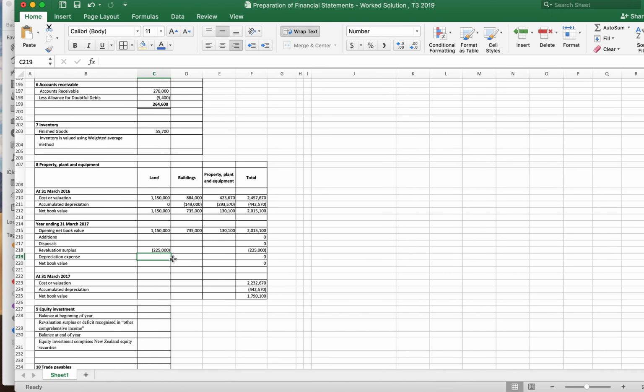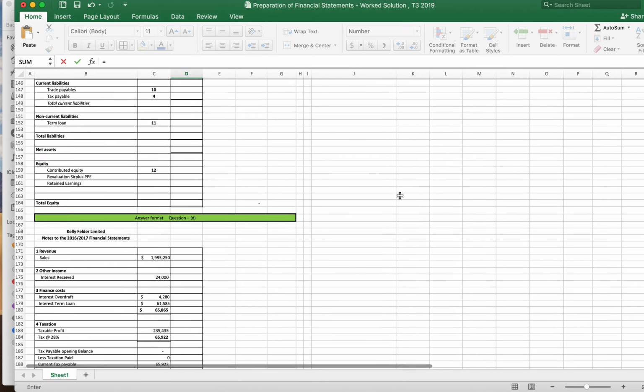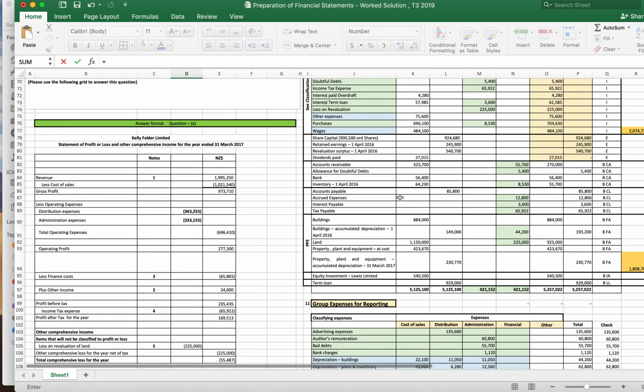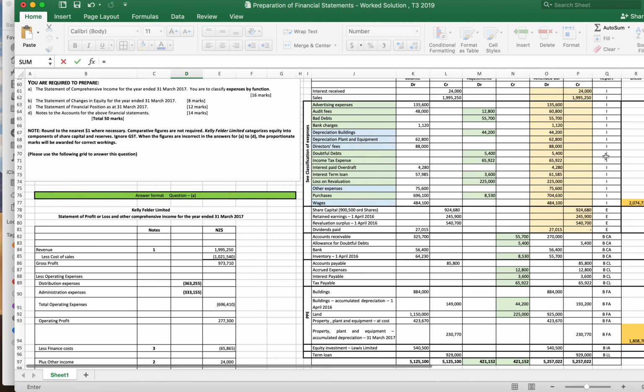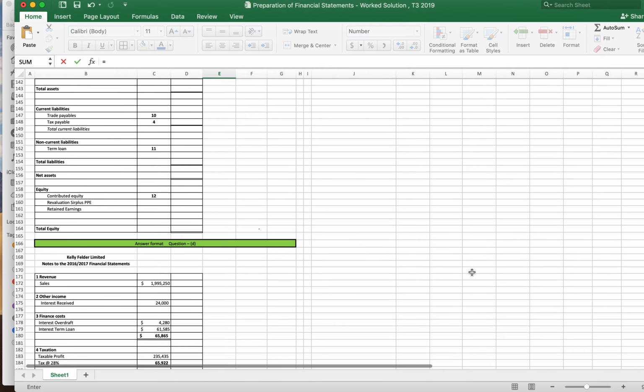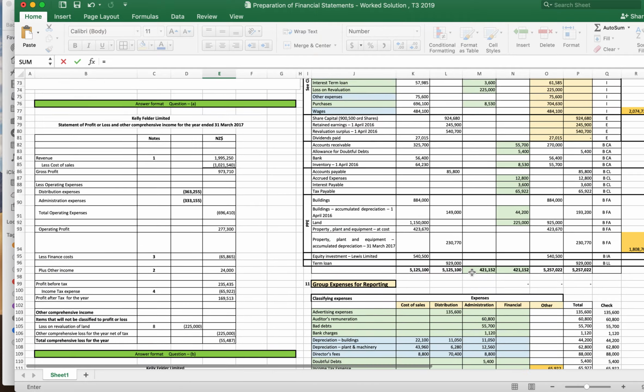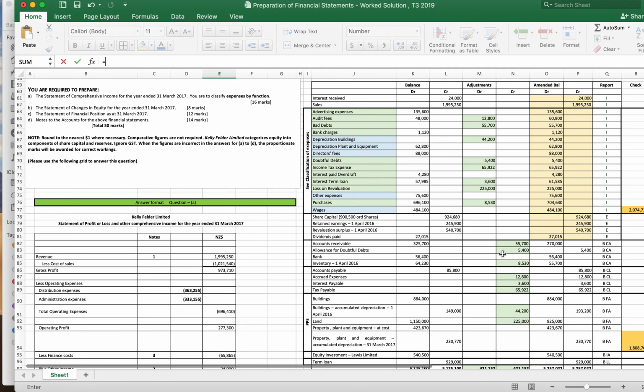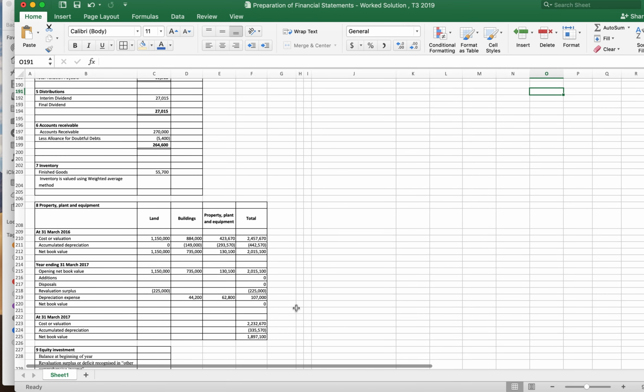Depreciation expense, there is none on land. There is some on buildings. There it is, there's the year end. And there is some on plant and equipment. So make sure I'm getting these the right way around. Depreciation on plant and equipment is that one. Okay. These I've got the totals over here working for me.